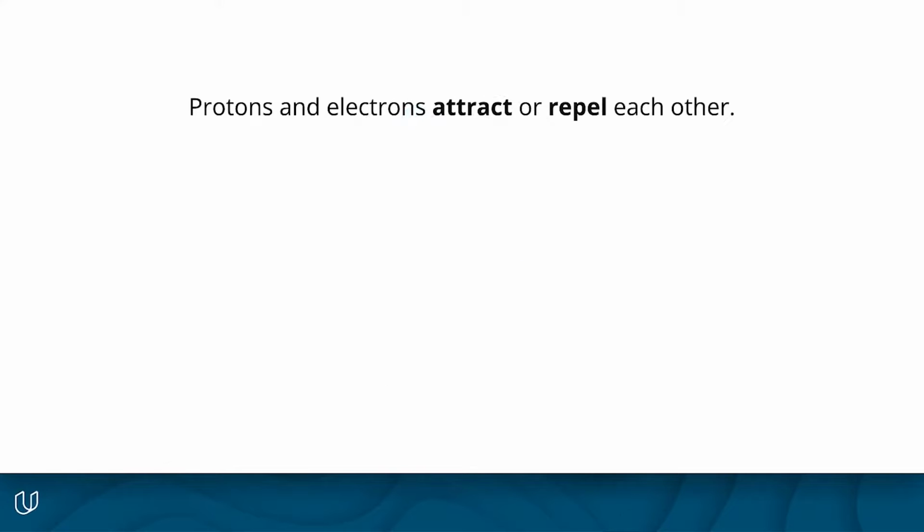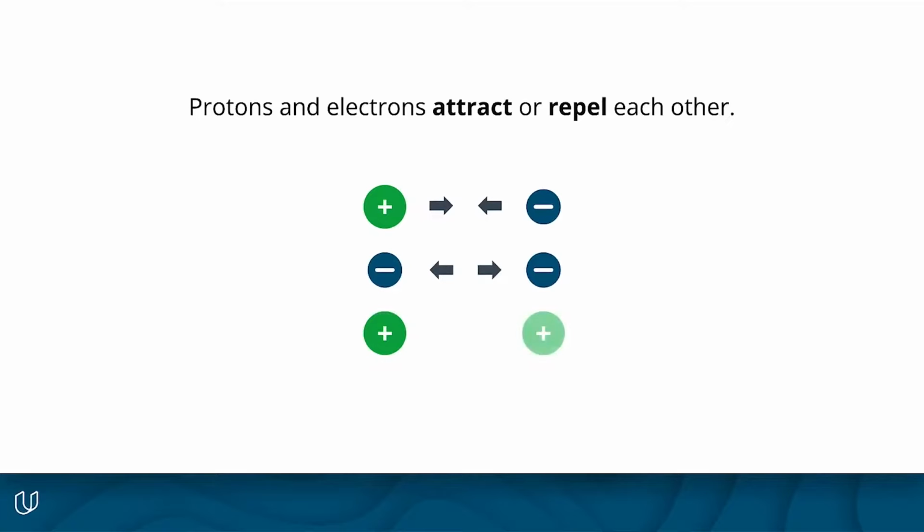Protons and electrons either attract or repel each other. If we put a proton near an electron, they attract each other. But if we put an electron near another electron, they repel each other. And similarly, if we put a proton near another proton, they also repel each other. To be able to talk about all this more easily, we call this property the charge of the particle.